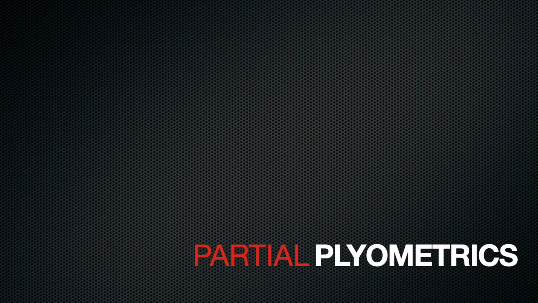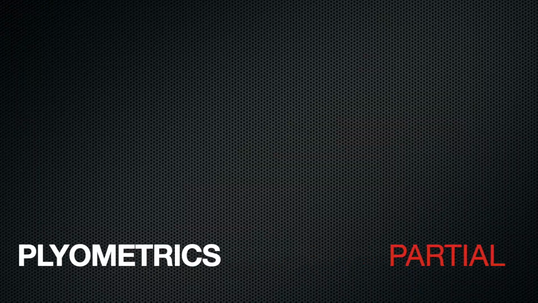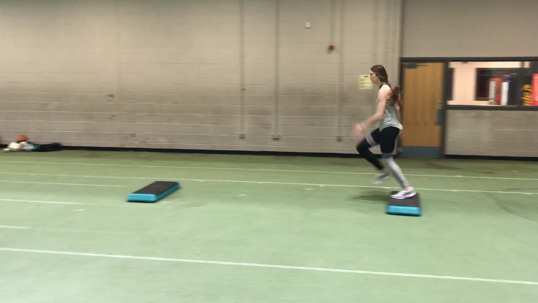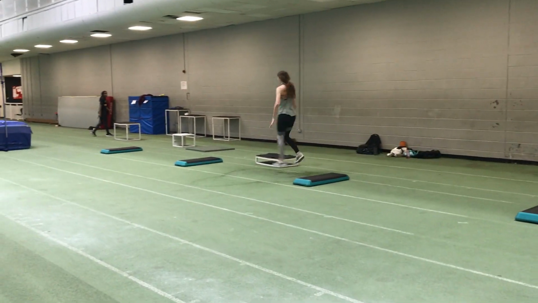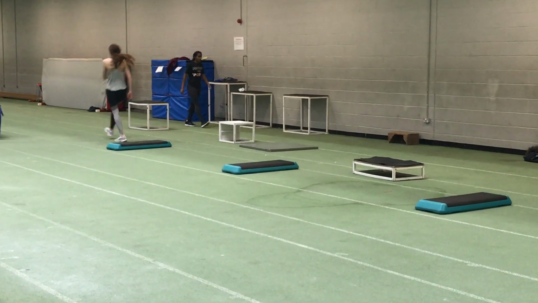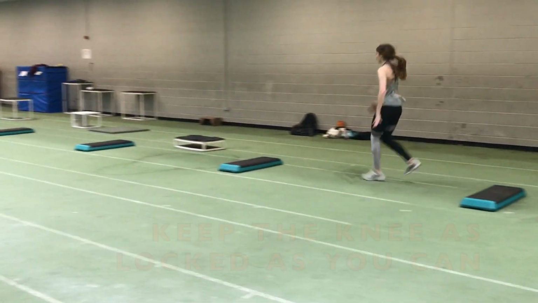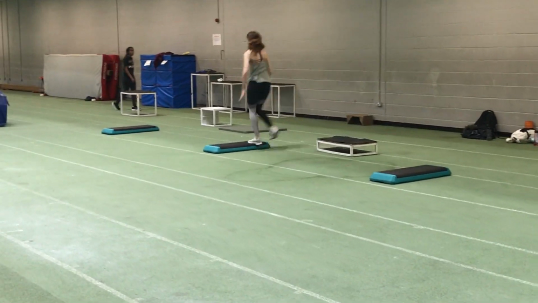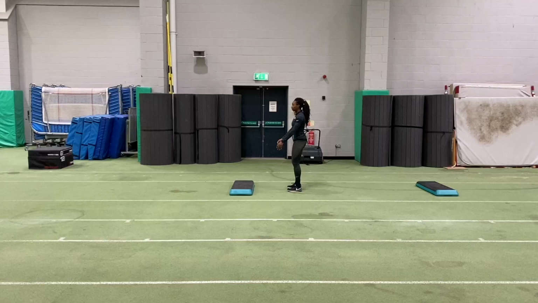Let's look at some partial plyometric exercises. A regular inclusion in my training program are these that use these low step risers or Reebok steps. The objective is to hop through them, across them, on, off, on, off. To move forward, kick your foot forwards.